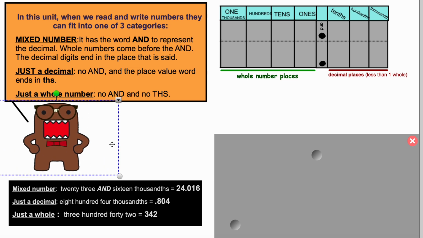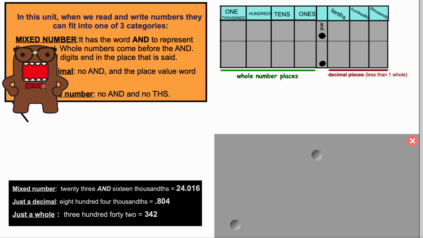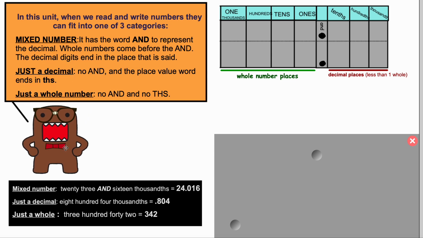All right, so in this video, we're going to learn how to read a number in word form and then write it in standard form using our digits. In this unit, when we read and write numbers, they can fit into one of three categories. We can have mixed numbers, which has the word "and" to represent the decimal. Whole numbers come before the "and" and the decimal digits end in the place that is said. So a mixed number is part whole number and part decimal number or fraction.